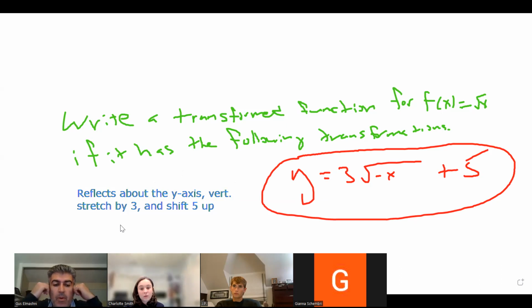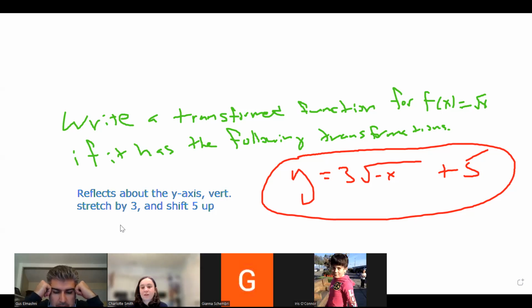Or the x-axis, would it be on the outside? Yes, that's correct. And then there's another question. What if it said a horizontal stretch? Great question. Let's say horizontal stretch by a factor of 3. So then you actually do the opposite. Instead of saying 3, you say 1/3. It's still a negative because we still have the reflection about the y-axis. So that's what you have for that one.